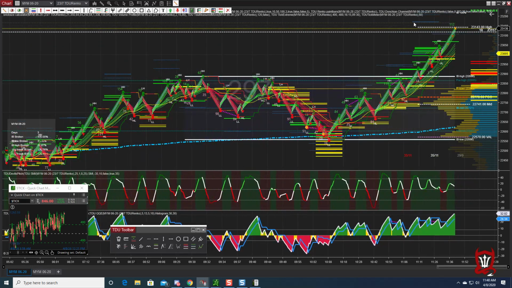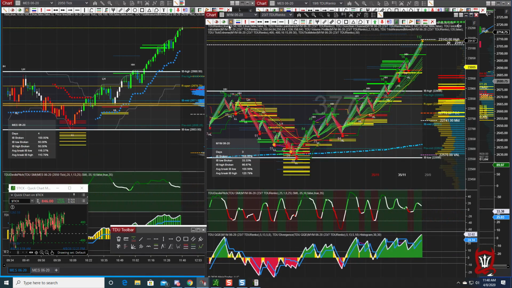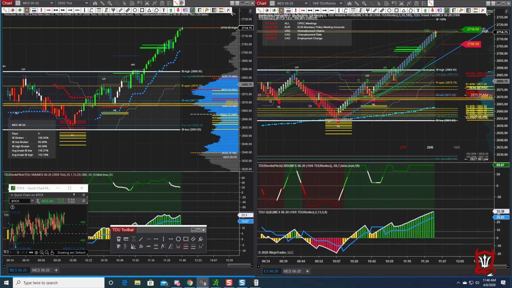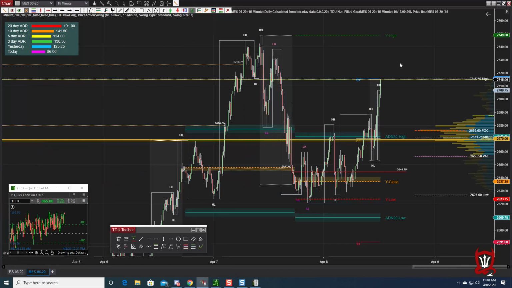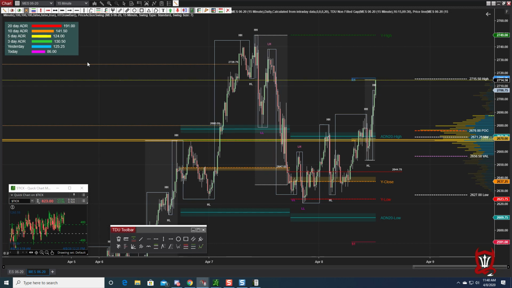You've got to go to the 15-minute now. Let's get that back here. So this should give you an idea. Look at the average daily range over here, 3 days, 5 days. That's massive, huge, crazy huge. 20-day average daily range 191 in the S&P. That's crazy town. All right, so very, very, very high risk environment to be trading it.